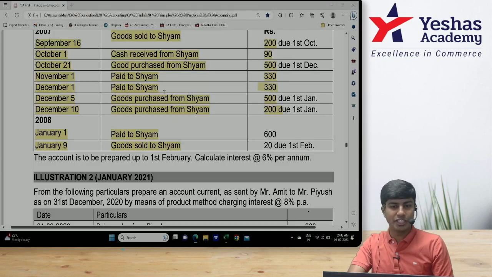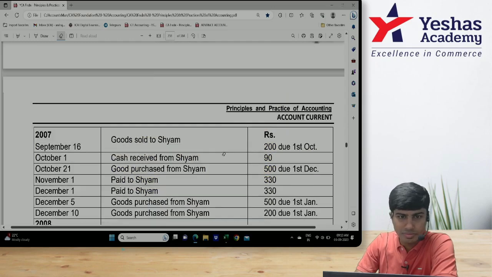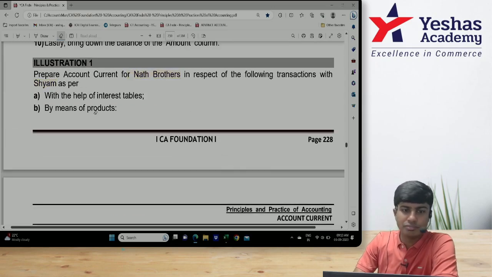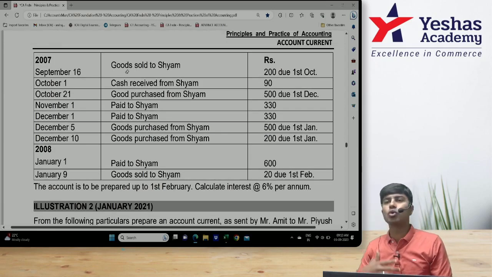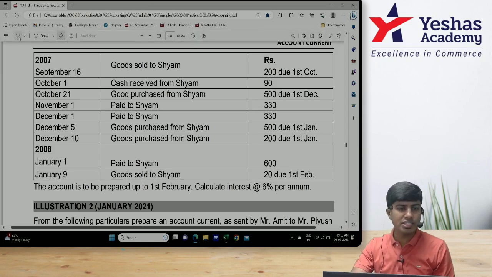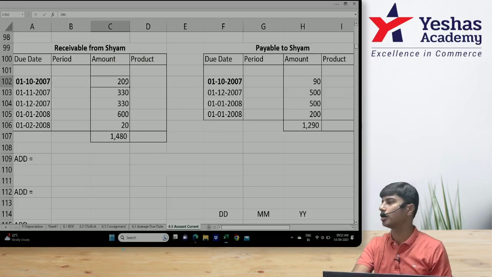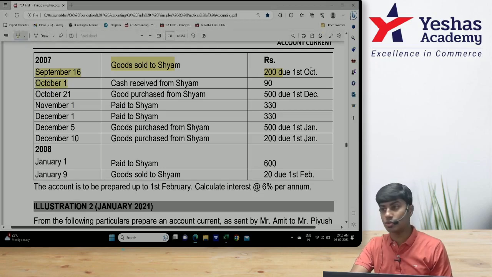Okay, come on. Read the question again. We'll unhighlight this and start it afresh. Now, goods sold to Shyam. If the goods are sold to Shyam, this is an amount receivable from Nath Brothers' perspective. Receivable I'll mark in yellow. How much is the amount receivable? 200, on 1st of October. We'll write the due date straight.